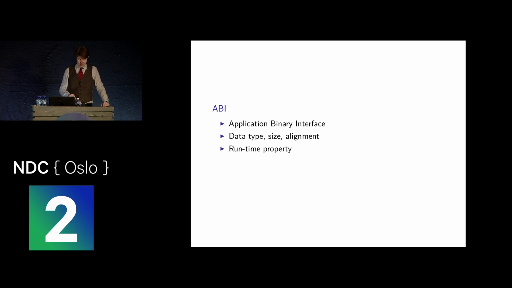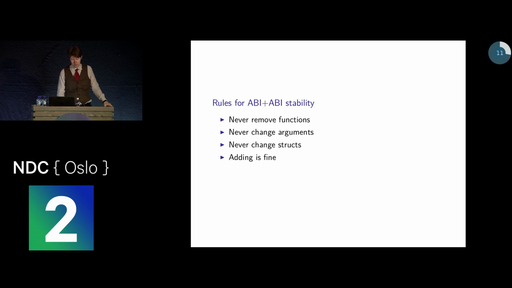In order to maintain this, there are a few rules you can follow. And if you do this, you will almost never, ever have problems. So if you never remove functions, if you never change arguments, that means no adding, no removing, and no type changes. You never change your structs, you should be fine. Because you can add whatever you want that doesn't remove or change anything. With this, you should remain stable.